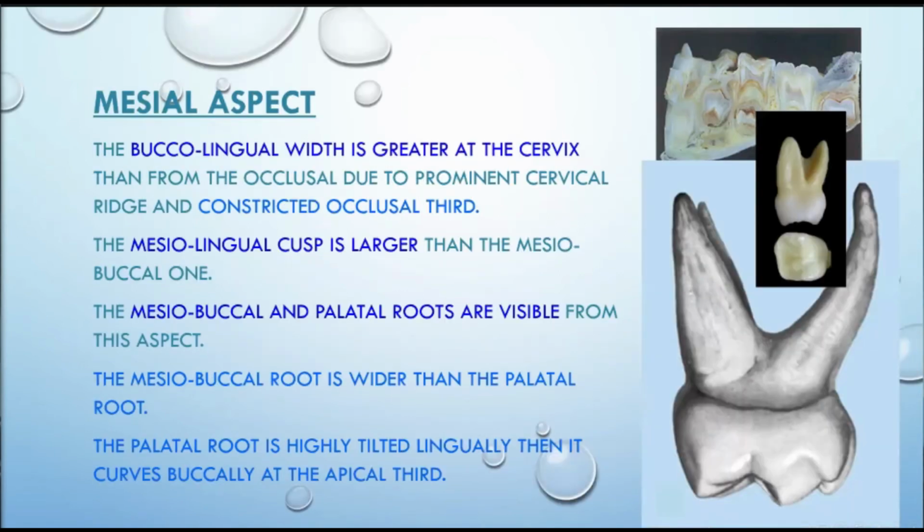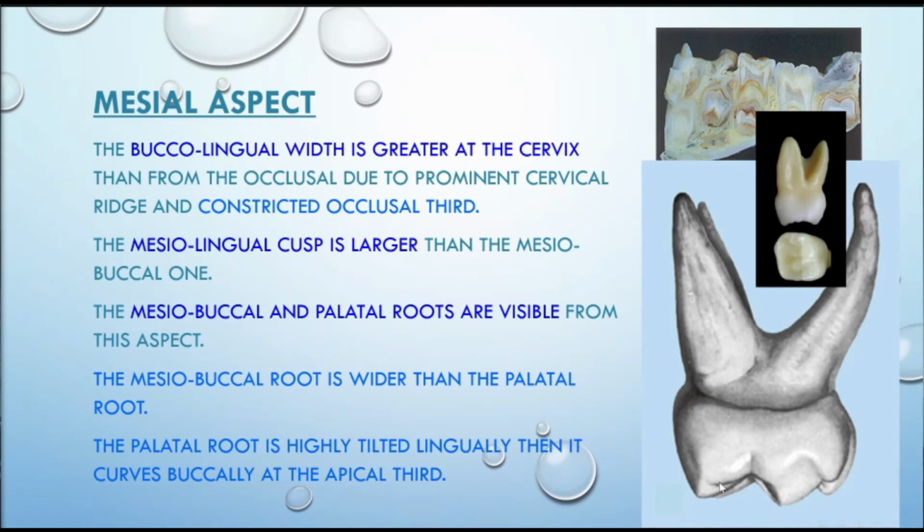Mesial aspect, you see the mesial side. The buccolingual width is greater at the cervix than at the occlusal, due to the prominent cervical ridge and constricted occlusal ridge. You see here, because the buccal ridge is present here, and lingually there is a bulging area, so there is an abrupt ending of the neck. So this area is bigger than the occlusal table, and also bigger than the neck. The mesiolingual cusp is larger than the mesiobuccal one. The mesiobuccal and palatal roots are visible from this aspect.